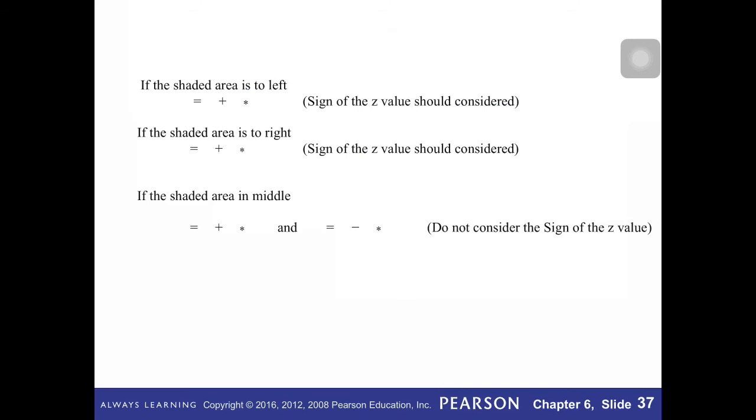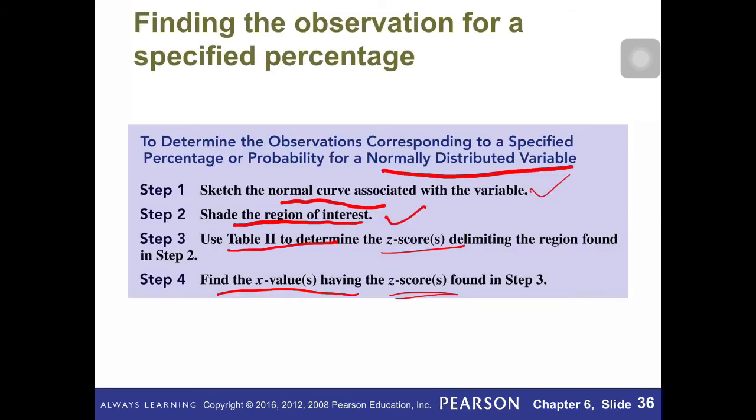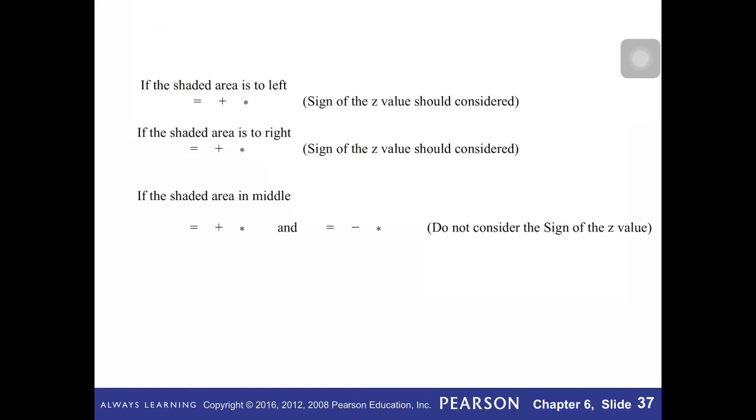So in this case, they have mentioned you need to find the observation for a specific percentage. So you have to go back. Do you remember that equation, how we convert the normal distribution into a standard normal distribution? Z equals x minus mu over sigma. Now you have to find x. Shaded area is to the left.